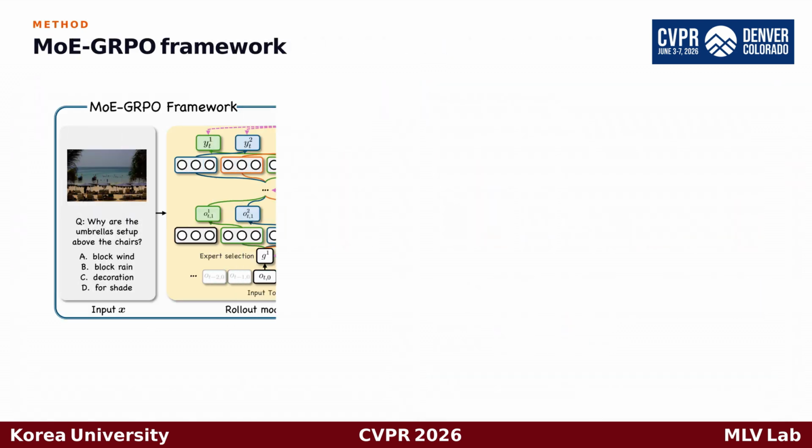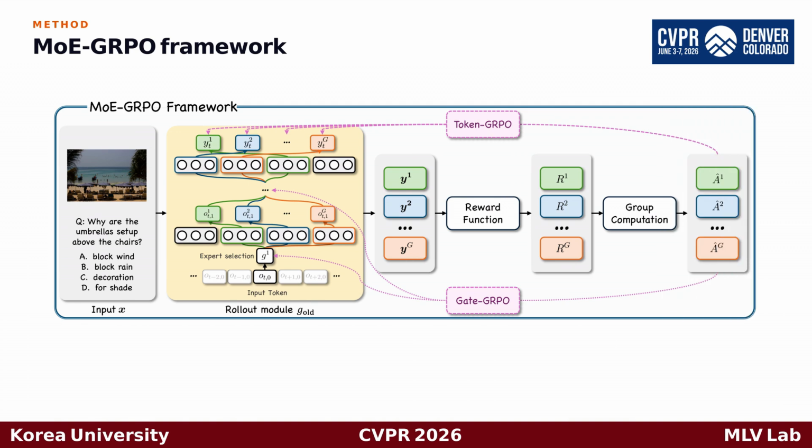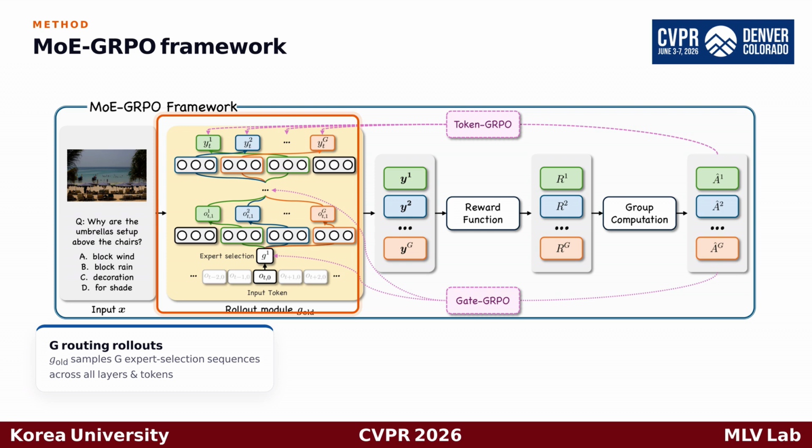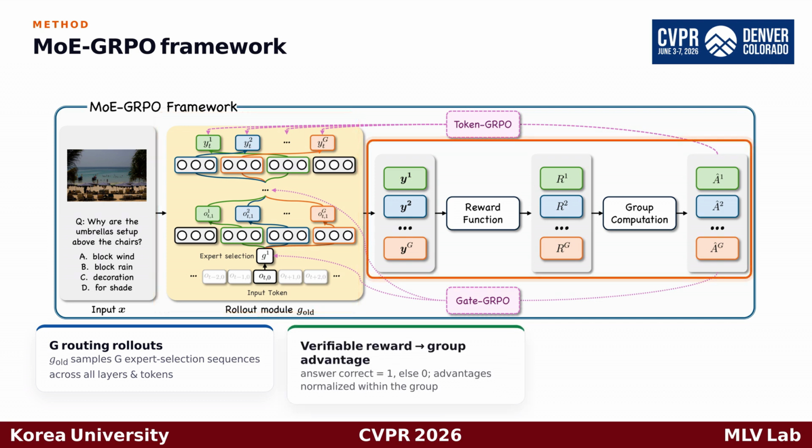Here is the overall pipeline. Given an image or video with a question, the rollout module samples G expert routing policies, each a full sequence of expert selections across layers and tokens. The model generates an answer under each routing. A reward function scores it, and advantages are computed relative to the group.